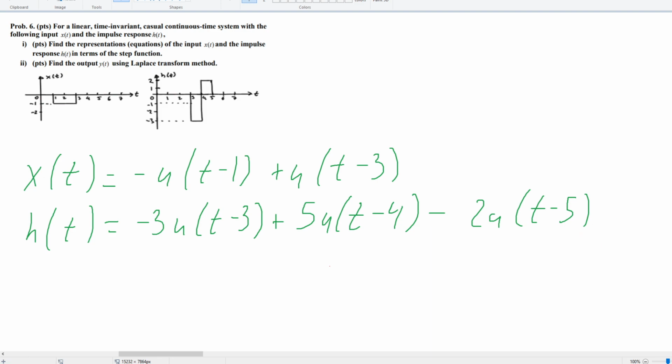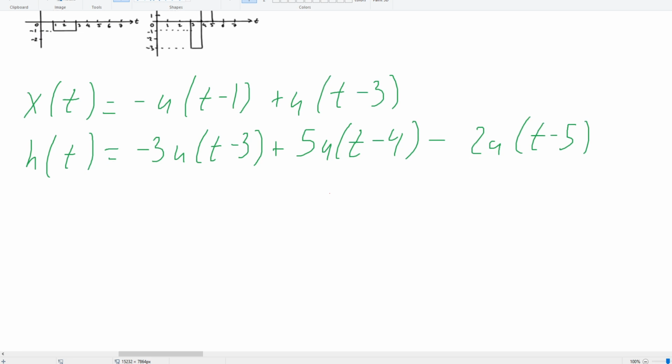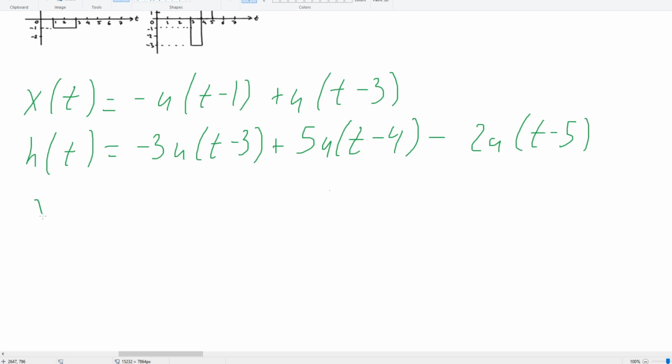Alright, so we have all these parts. Now we have to convert it to the s domain, or whatever you want to call it, Laplace. You have to take the Laplace. This is going to be negative. U becomes 1 over s, and the t minus 1 will become e to the negative 1s. You could also just say e to the negative s. That's how I always do these problems. I just do it step by step.